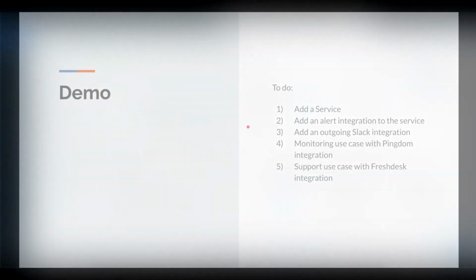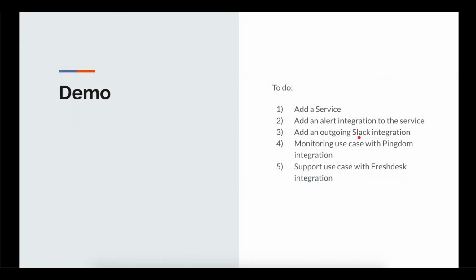Now let's explore what outgoing integrations are. So outgoing integrations are primarily two-way communications between ZenDuty and a third-party application. So whenever there is any incident that is created within ZenDuty, that will make a change or create something in a third-party application. So let's go ahead and create an outgoing integration with a Slack channel.